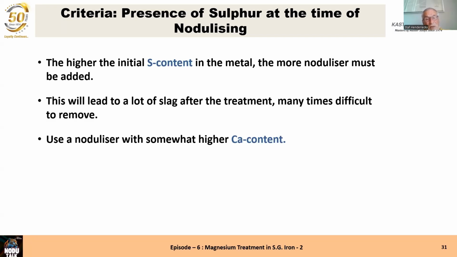How low must the sulfur content be in the metal? It's very difficult to say. I have seen initial contents of 0.020 and still giving a good result of the treatment. Some people go even to 0.010 and do a nodulizing treatment. It's more experience and it's more how your treatment is done. But please keep it as low as possible because otherwise it only gives some difficulty.